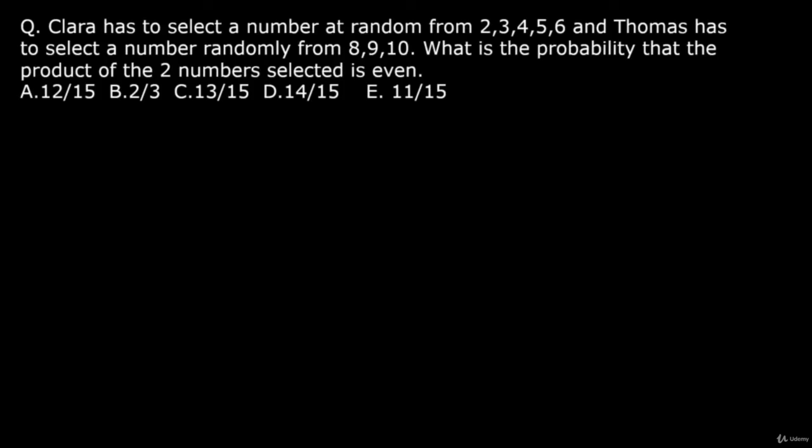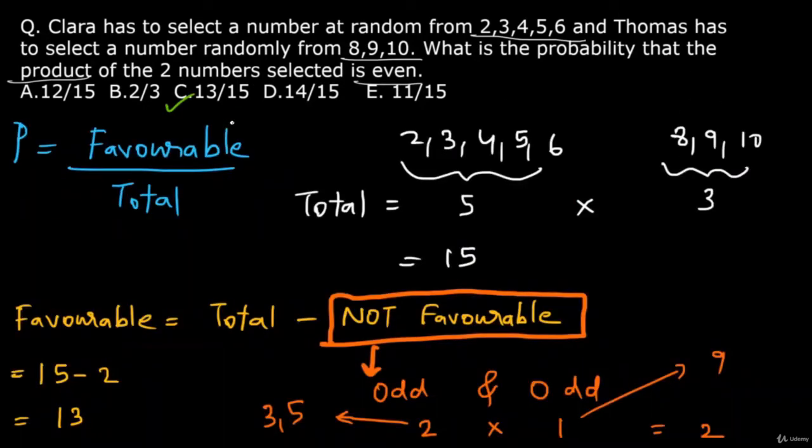Clara has to select a number at random from 2, 3, 4, 5 and 6. And Thomas has to select a number randomly from 8, 9 and 10. What is the probability that the product of the two numbers selected is even? Alright, what's the answer to this question? The correct answer is option C, that's 13 by 15. Let's see how to get this.